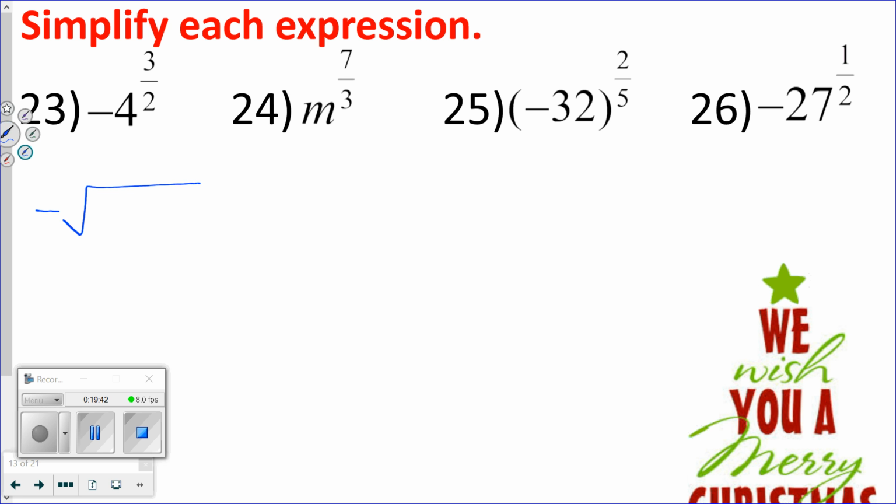So that is negative on the outside. And then it is what root? Square root of 4 cubed. What's 4 cubed? 64. Square root of 64 is 8. So it's negative 8 because the negative was on the outside.